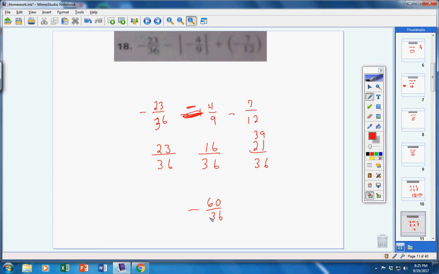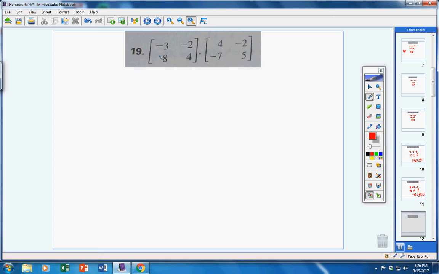Now, that is not a good answer because it can be reduced. Okay? 12 goes into both those numbers. 12 goes into 60 5 times, and 12 goes into 36 3 times. So, one answer is negative 5/3. Another answer would be negative 1 2/3. Either one of those two answers are fine. Okay? Alright, number 19, we're going to find the sum and the difference.